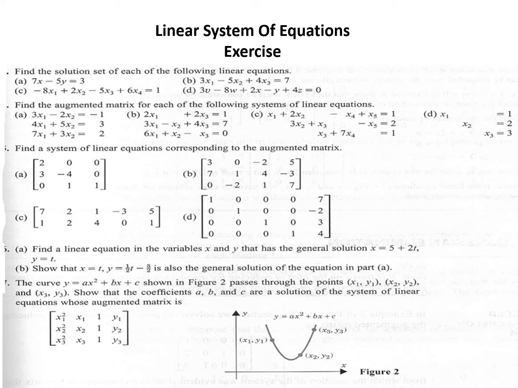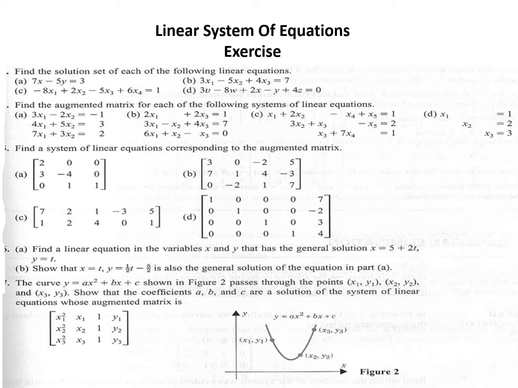In question number 2, we have to find the augmented matrix. In example A, you just write it in augmented matrix form. In augmented matrix form, you write these coefficients along with the constant minus 1. In the second row, you write the coefficients 4, 5 along with the constant 3, 7x, 7 and 3 equals, on the right hand side you must write 2.